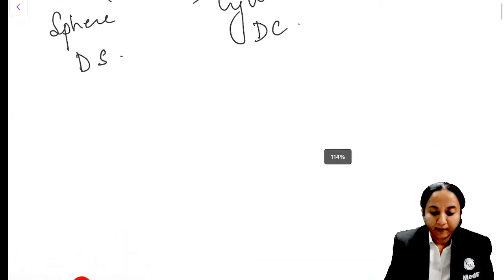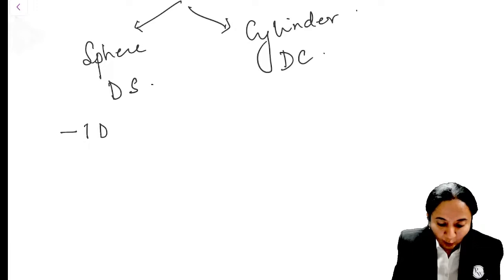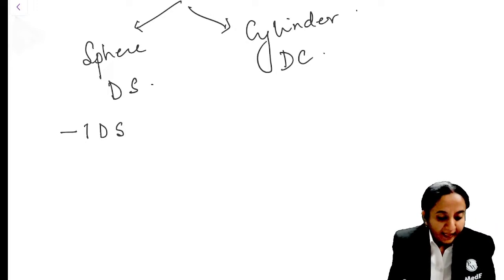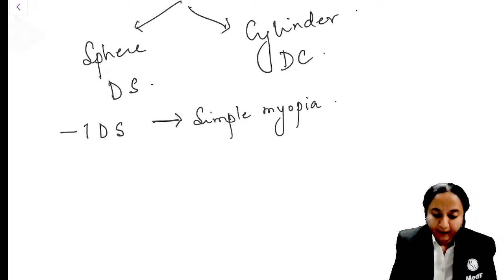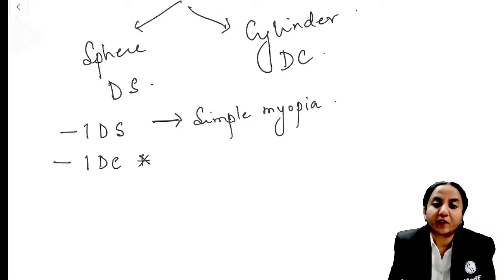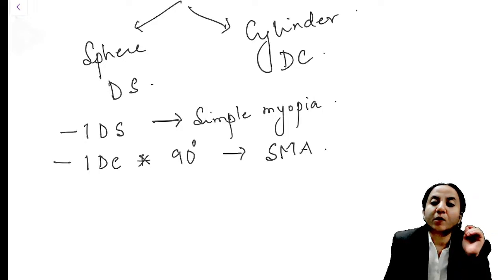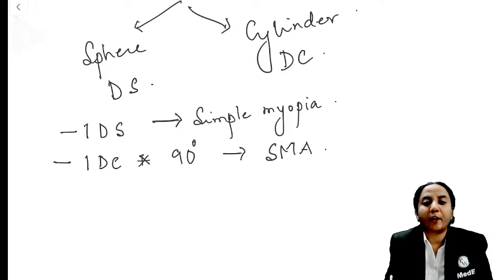I will begin with minus. Suppose you have this kind of a prescription, that is minus 1 diopter sphere. If there is a prescription where there is only a minus sphere, then this means simple myopia. Now suppose there is minus 1 diopter cylinder, and there will always be an axis mentioned in front of the cylinder. Suppose this is 90 or 180, whatever axis is mentioned, this is simple myopic astigmatism. So if there is only a minus sphere, that is simple myopia, and if there is a minus cylinder, that is simple myopic astigmatism.